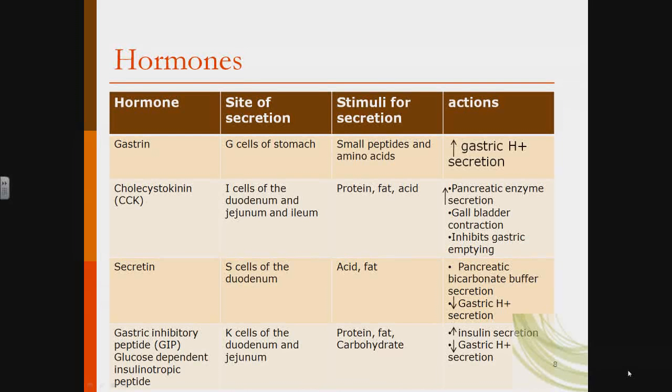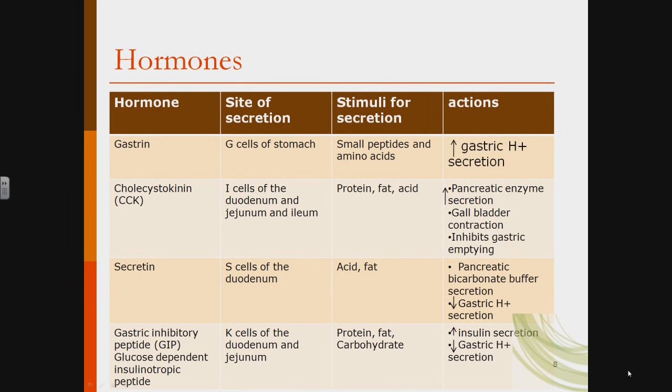Lastly, there's a hormone called GIP. Its original name was gastric inhibitory peptide, or GIP. Since then, it's been reintroduced as glucose-dependent insulinotropic peptide. It's released by the K cells of the duodenum and jejunum. Notice the physical presence of protein, fat, or carbohydrate stimulates its release. When GIP is released, it stimulates insulin secretion.